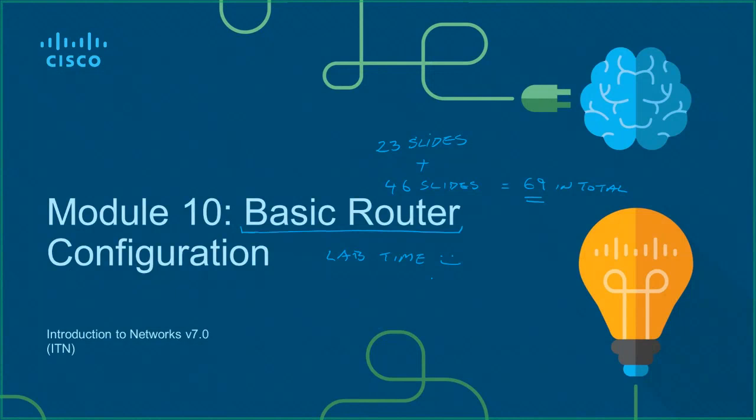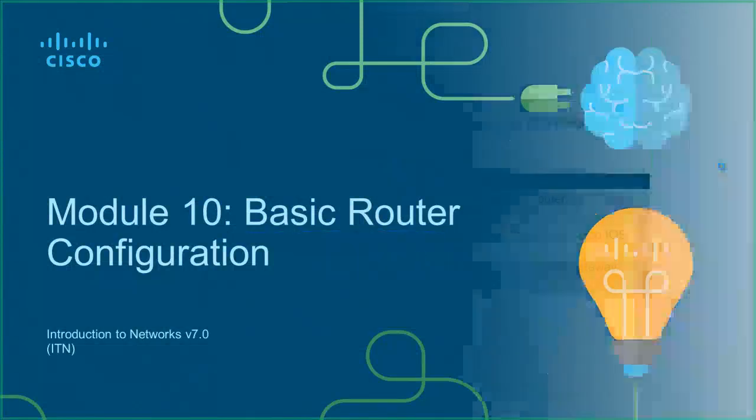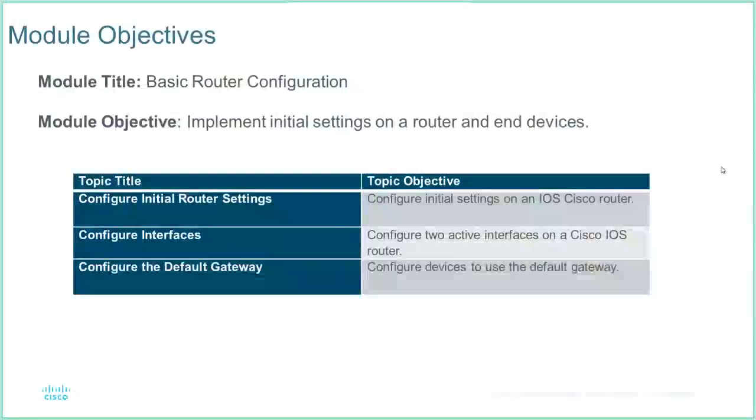Chapter 10's 23 slides, Chapter 11 is 46 slides, which is IP addressing. We'll do these in 2 videos, have a break in between as per normal for a double header, and let's get stuck into what we're going to get through. So in this one we'll have a look at how to do the initial configuration on a router, how to configure interfaces and default gateways.